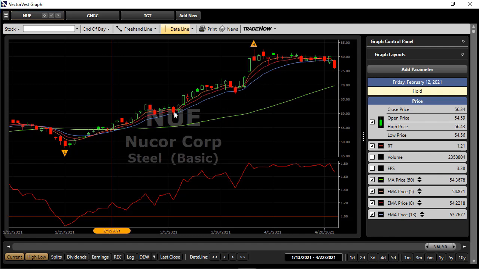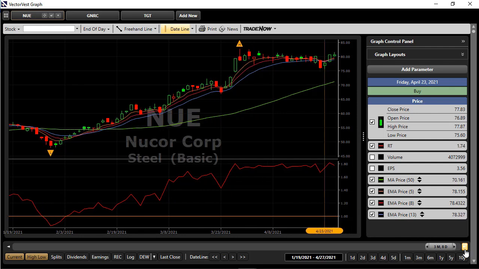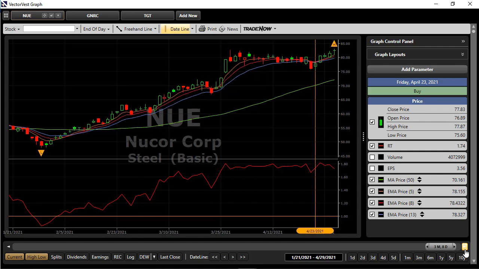There were some bumps in the road along the way, but not enough to cause the sell signal where the 5 closes below both the 8 and the 13. So let's talk about our exit now, because on April 22nd, we could see that the 5-period EMA closed below both the 8 and the 13. The stock price closed at 76.09. We wait for follow-through the next day. We never got it. The stock price went up the next day, so we're going to stay in the trade. It allowed us to stay in.